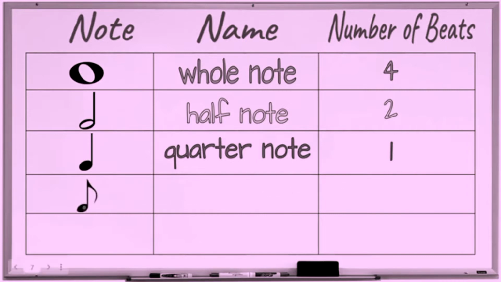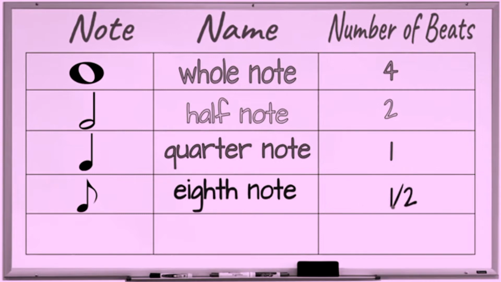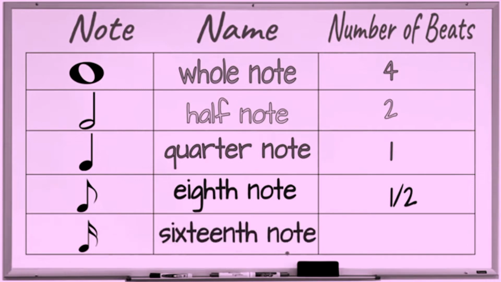Next, for this one, it already has a beam or a flag, only 1 flag or beam. It's called an 8th note, and it receives 1/2 beat. For this one, we have 2 beams or 2 flags already. It's called a 16th note, and it contains 1/4 beat.